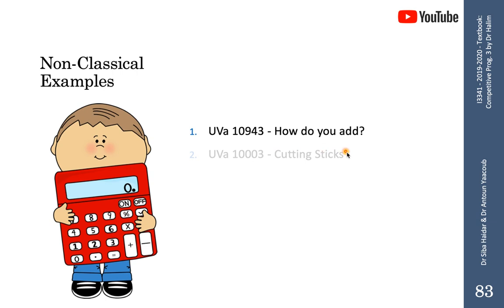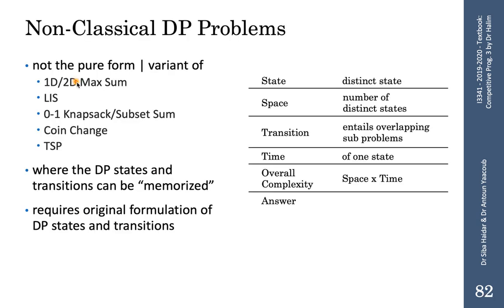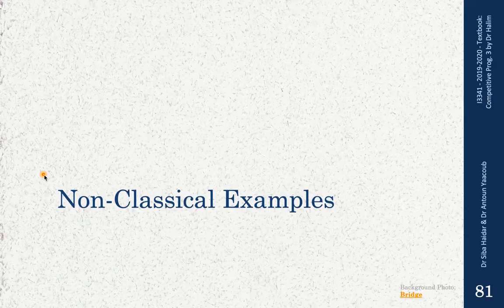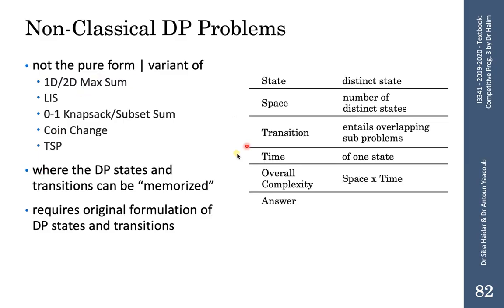So how to add is a problem that is not classical. Not classical means what? It means you don't memorize the solution. You have to think about an original formulation of the DP states and transitions because the other ones you know them already. So we saw here that for each of the 6 classical problems we studied previously, you know what is the state, what is the space, what is the transition, and what is the time. So here you have to think about all of these DP terms.